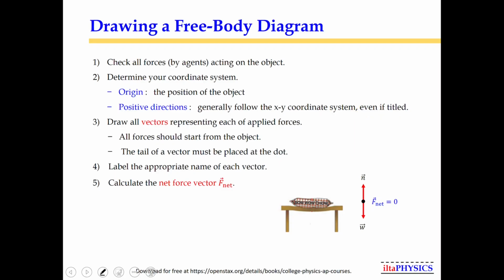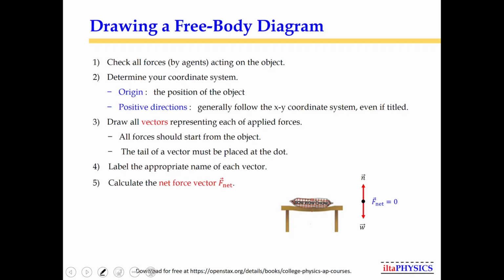Step 3 is to draw all the forces as arrows, representing vectors, starting from the object. Please pay close attention to this part. Every force vector must start at the object. That means the tail of the arrow is always on the dot that represents the object. That might feel a bit weird, but that's how free body diagrams work.